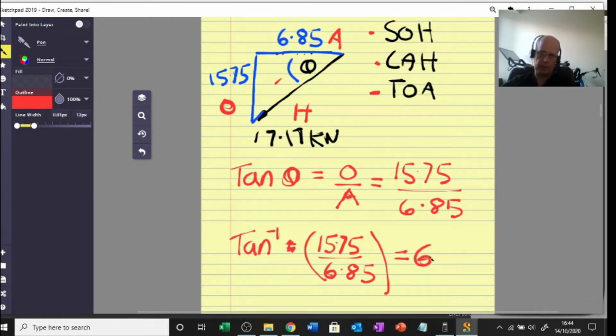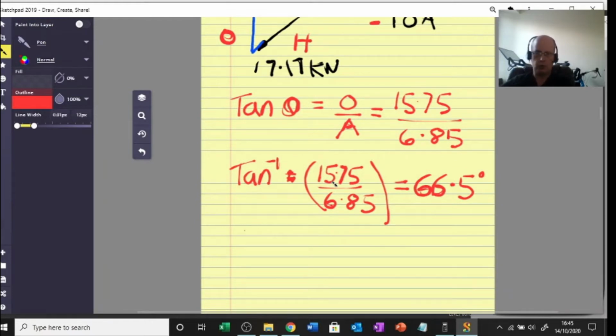My USB is slowly going, 66.5 degrees, which makes a bit more sense. So this angle in here is going to be 66 and a bit in there. It's not to scale, by the way. You've only got a small 6.85, then a big 15 coming down, so the angle is going to be quite big. Now we can check that, just to make sure.